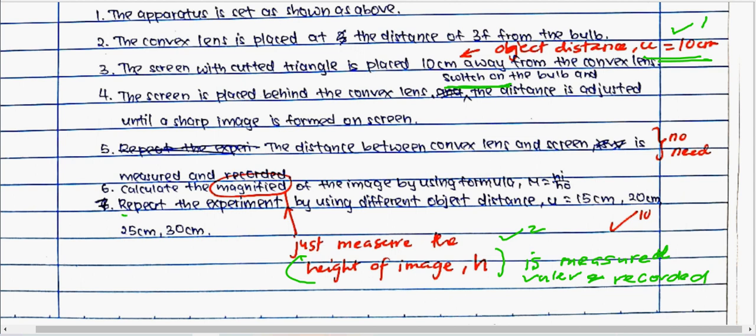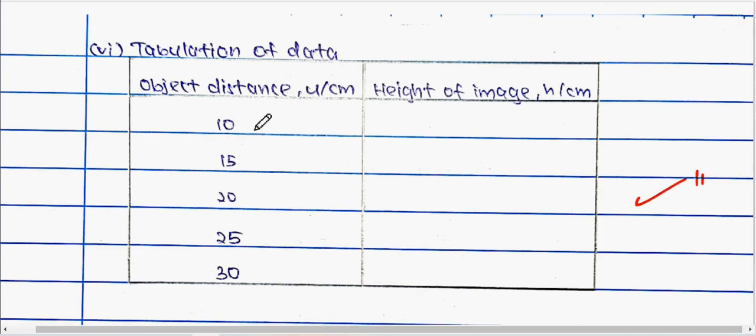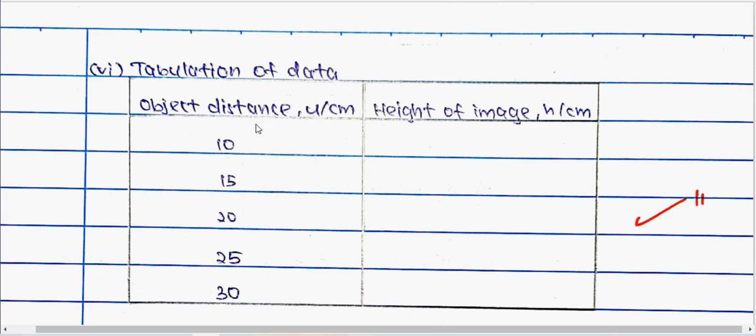Then mark number 3 will be repeat experiment using object distance. Make sure you have 4 more reading. Just now is 10, then put 15 centimeter, 20 centimeter, 25, 30. So this is mark number 3 for the procedure. Okay, next one will be the table. Senang kan? There. Object distance U centimeter, height of the image H centimeter. Tuliskan the object distance that you choose just now.